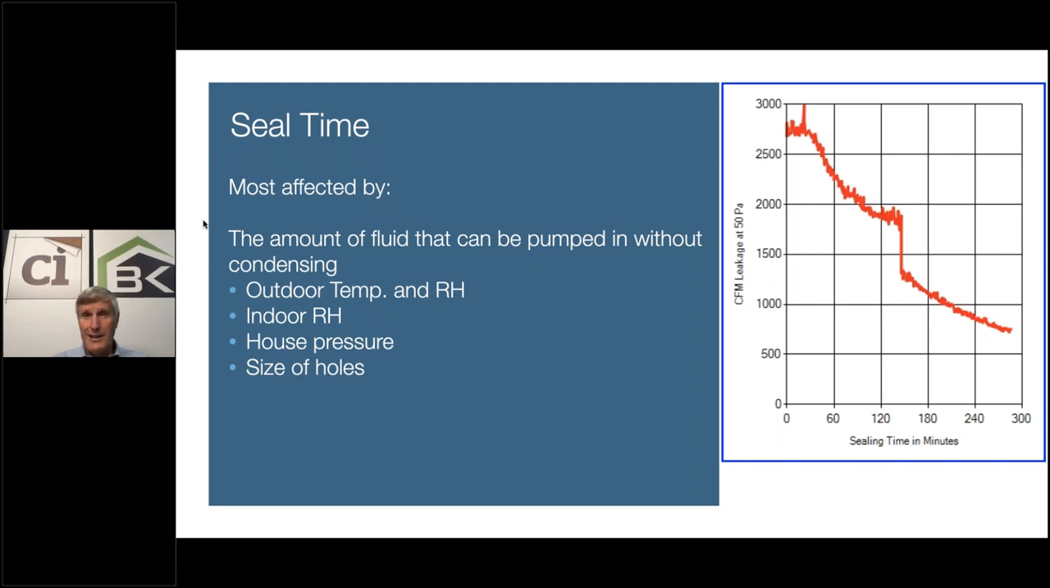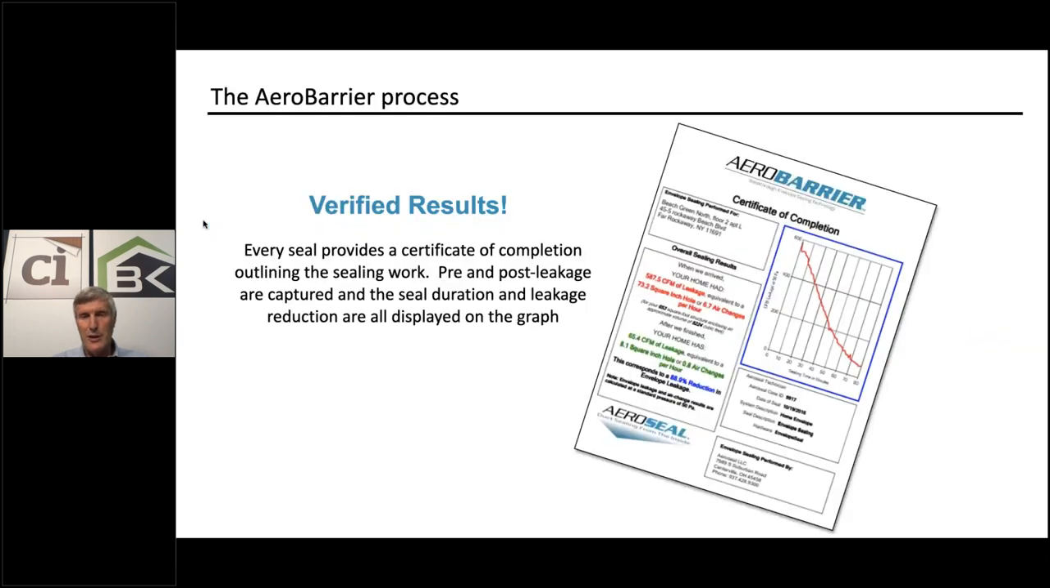What I really want to get at is now the experience of what, Paul, you guys have been at this almost 4 years, we've been at it 2 years, we already have a really good sense of how to reduce seal time by adjusting temperatures, relative humidities, pressures, and so on. The big key, as I say, is that you get this verified result. At the end of the process, you get something that says, here's the air tightness test result.